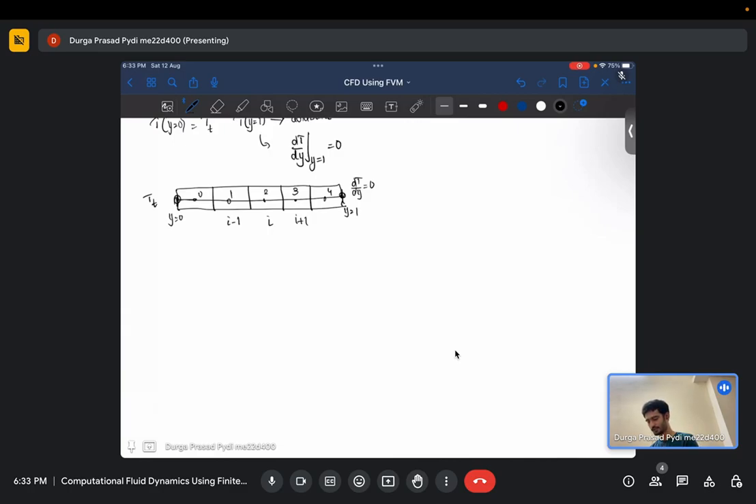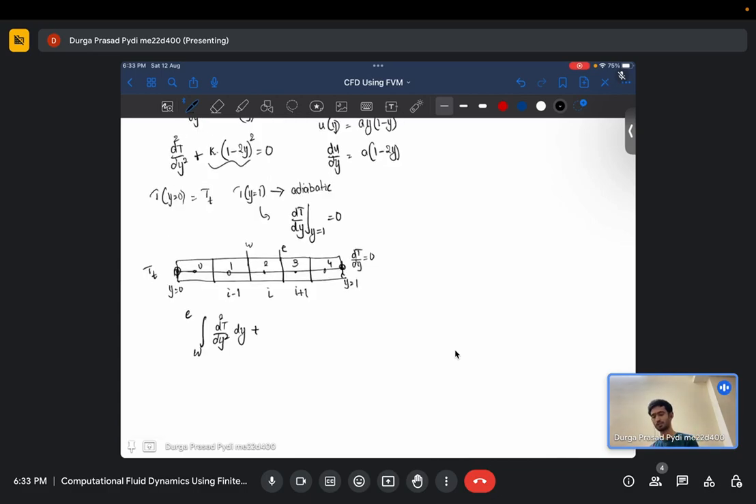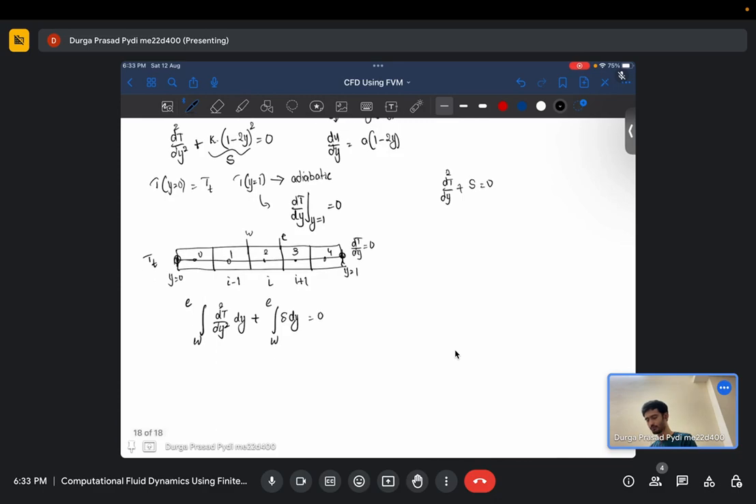If you just discretize it, you integrate from the west face to the east face. So you have d square T by dy square. I'm just calling the second term, k into 1 minus 2y square, as some S. So your original equation becomes d square T by dy square plus S equal to 0. So integrating from west to east, S dy equal to 0.